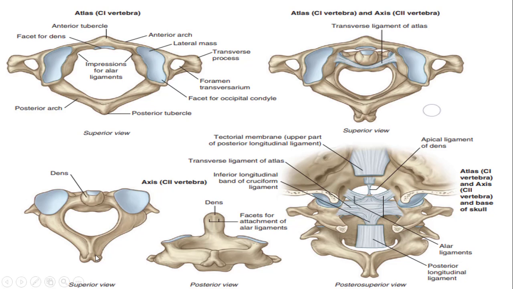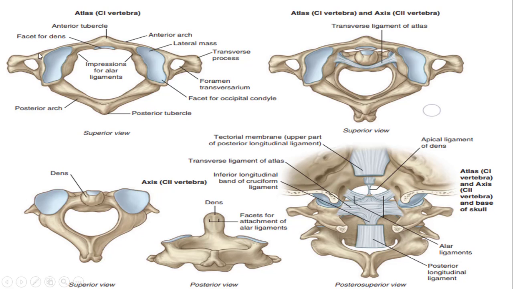Now, what is the function of the dens? It acts as a pivot point. It allows cervical 1 vertebra and the head to rotate on the axis from side to side. So it allows lateral rotation of the head on the atlantoaxial joint.